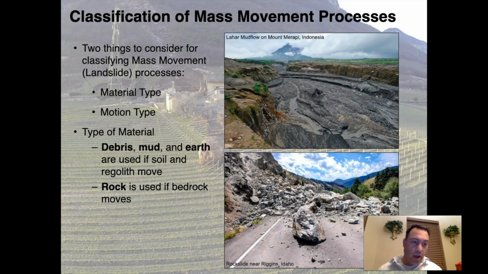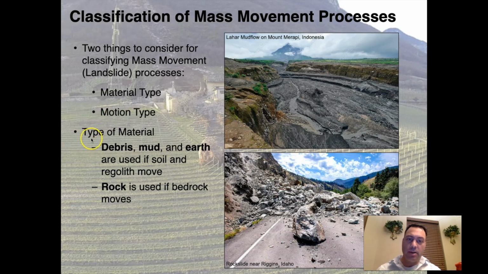All right, so now that we've gone through the triggers and we have a good idea of what we're dealing with here, let's jump into the classifications of different types of mass movement, the different kinds of landslides that are out there. There are two things to consider in terms of processes: the materials and the motion. So it's what it's made of and how it moves. Those are the two things that we need to take into consideration.